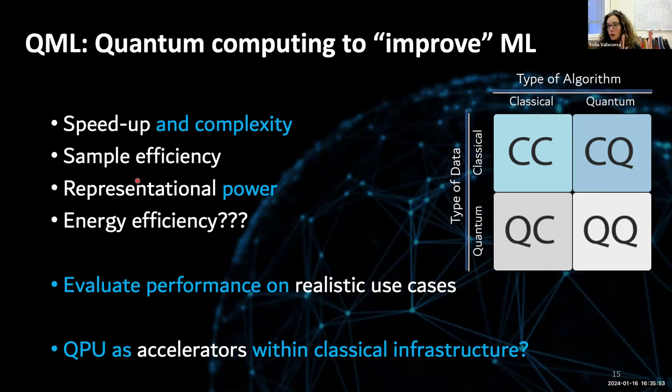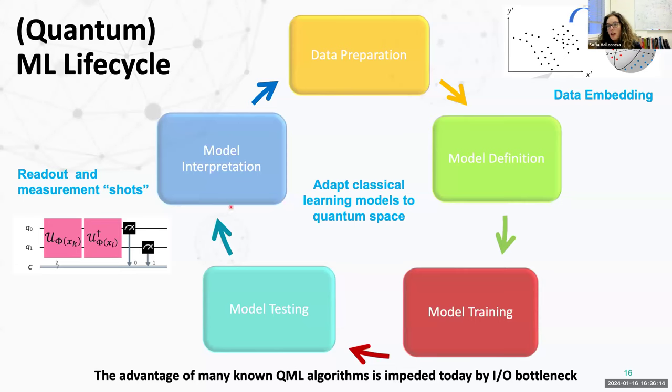Initially, people looking into quantum computers were really interested in proving speed up from a complexity theory point of view. That's not necessarily what we want to do in the case of quantum machine learning. What's important, I would say, is that we are able to evaluate performance on realistic use cases. You know the typical life cycle of machine learning algorithms. This is still true when you want to use quantum computers to build or optimize a trainable system.